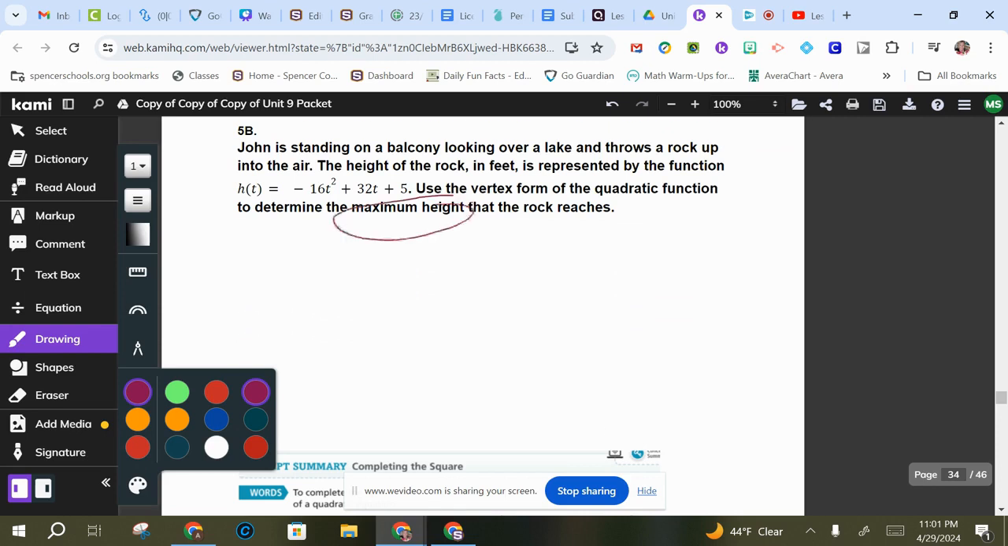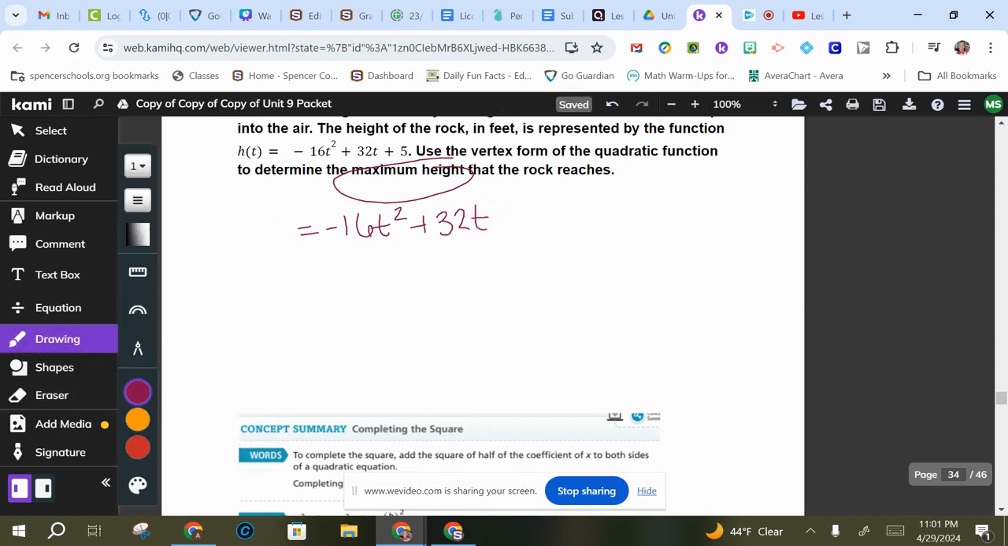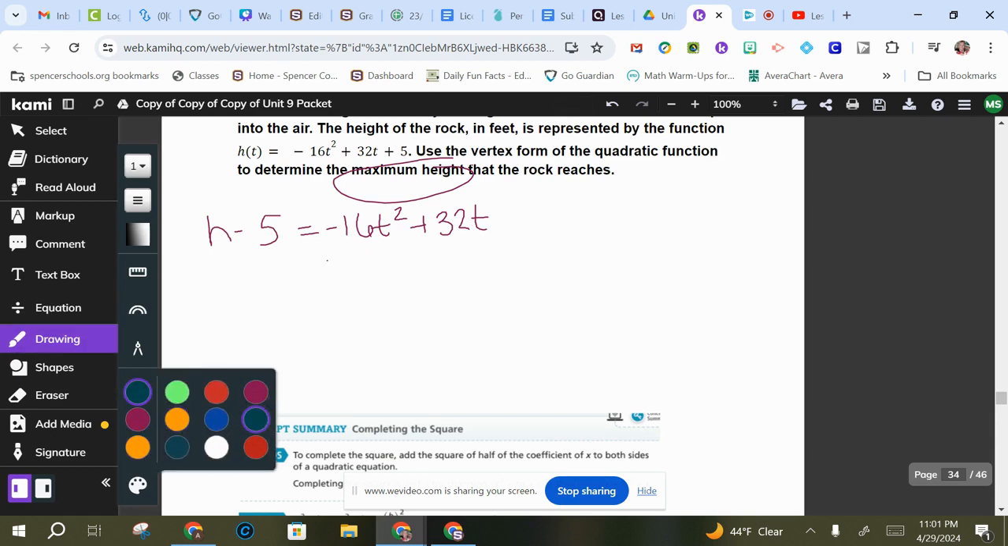So we're looking again for the lovely little vertex. I'm going to change this just to h, just so we don't get confused, and we can put it back to h of t at the end. So here's our beautiful formula. And what I should have done is kick out that 5 right away so I can start here. I have big handwriting, so I run out of room. And then remember, your step is to take out the greatest common factor. In this case it is negative 16. So if I divide everything by negative 16, I get t squared minus 2t. And remember, h minus 5 is over here.